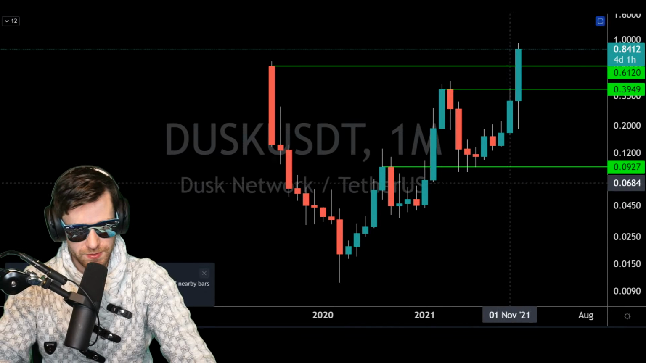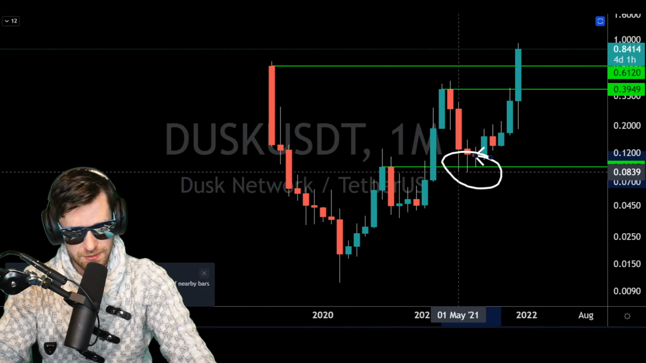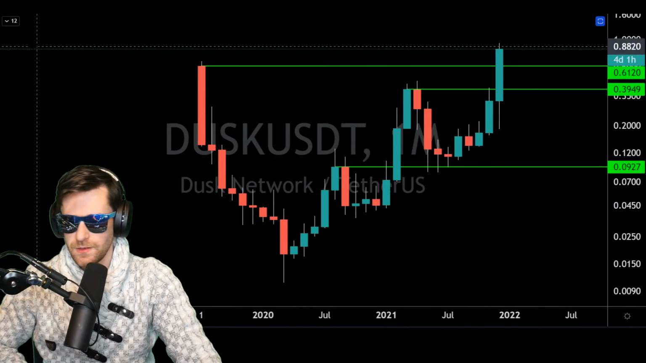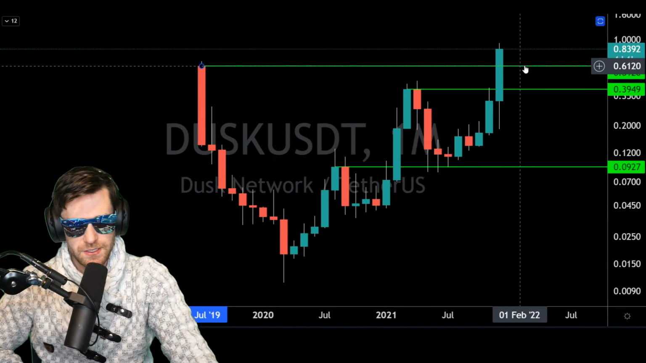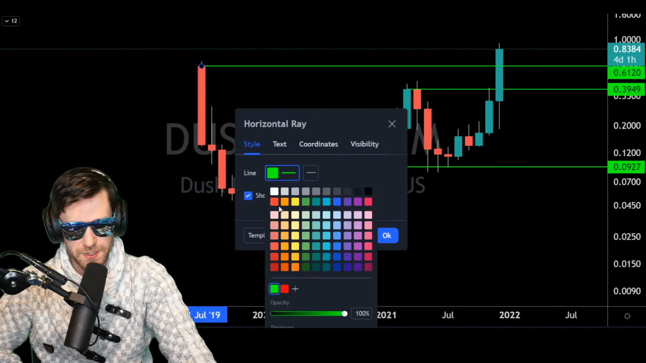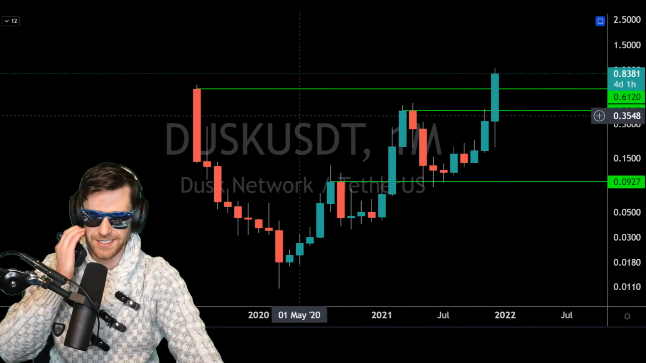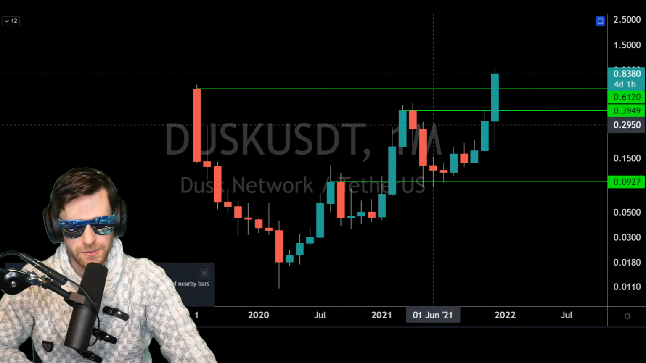Look at that beautiful monthly entry right there. May, June, July. All the greatest entries. Dusk is looking to close the highest monthly candle it's ever closed. 4 days to go. It's trading at 83 cents. You have support below you at 61.